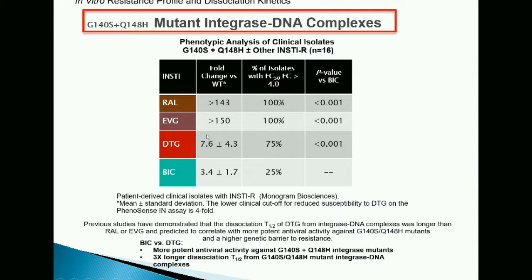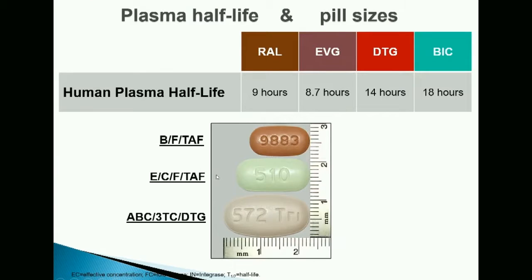Even if you are not experts, you'll observe that bictegravir has the lowest, and that's important. And what about human plasma half-life? We can see bictegravir has the longest pharmacological forgiveness. If you forget to take your medication, that's important.